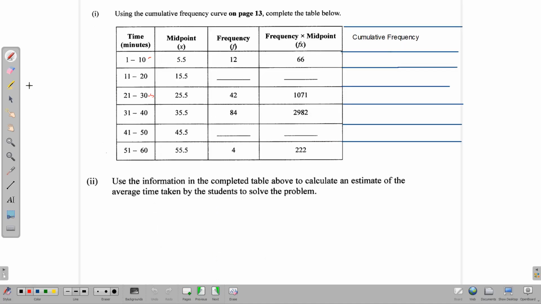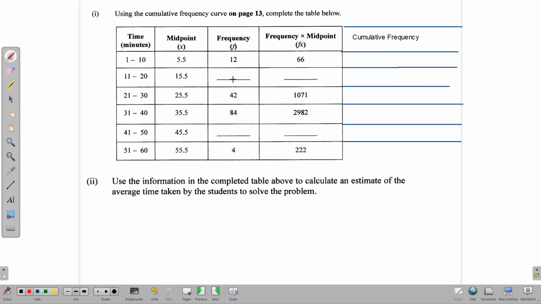Here we have a table, and on our table we have the information that would have been used to draw the cumulative frequency curve on the previous page. We have the midpoints all filled in. We have some of the frequencies. We are asked to find two, and we have two numbers here that we need to add in order to estimate our mean, which we'll do at the end.